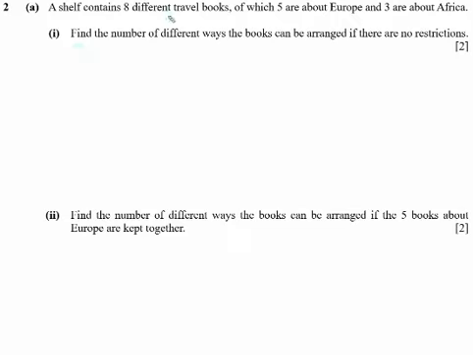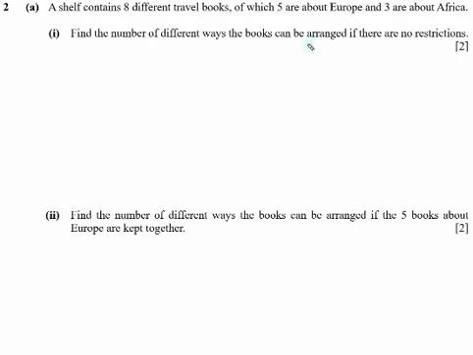Okay, let's look at this question. 8 books, 3 are about Europe, 3 about Africa. Now let's look at the question to determine whether it is a permutation or combination question.